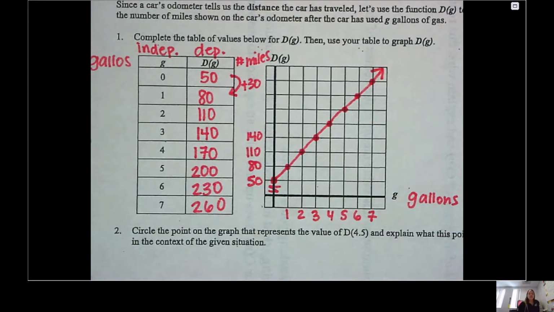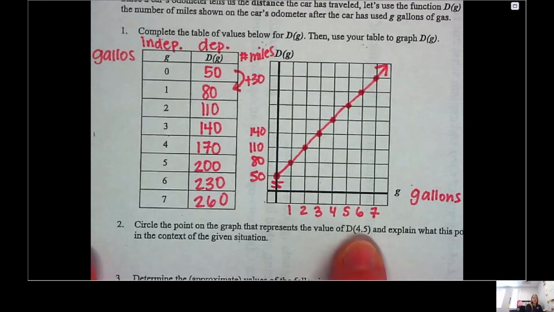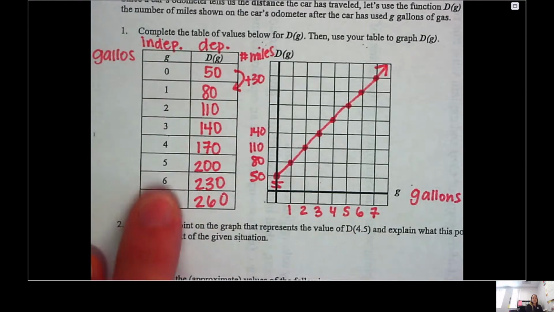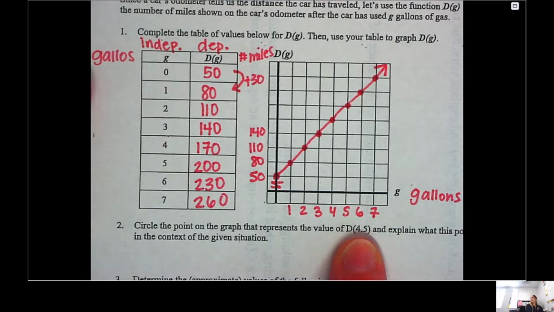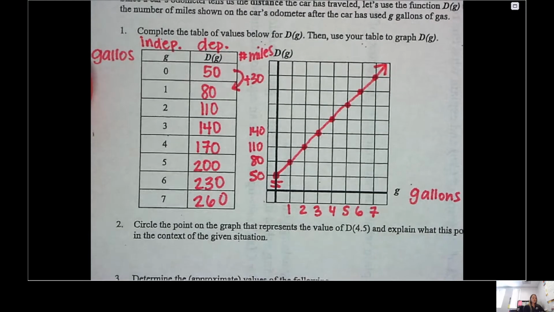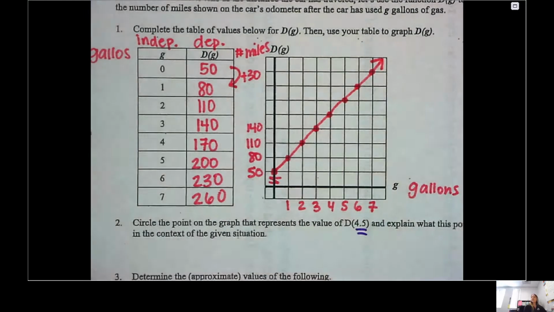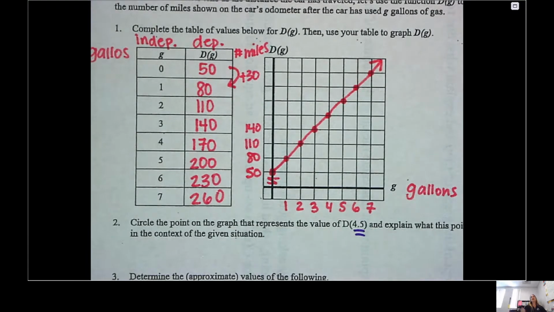Question number 2 says, circle the point on the graph that represents the value of D of 4.5 and explain what this point means in the context of the given situation. So that means I want to take the number 4.5 and I want to plug it in for my G, for my independent variable. So what does 4.5 mean in the context of this situation right here? What are we talking about? 4.5 what? 4.5 gallons. Gallons of gas. Yes, exactly. So this question's really saying, if I put in 4.5 gallons of gas, how far could I go?